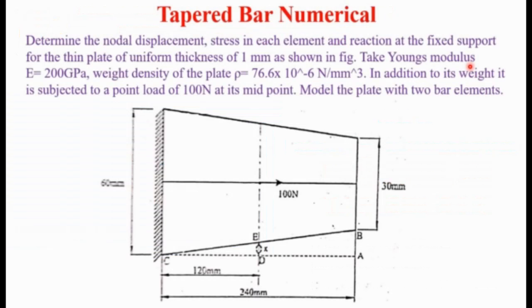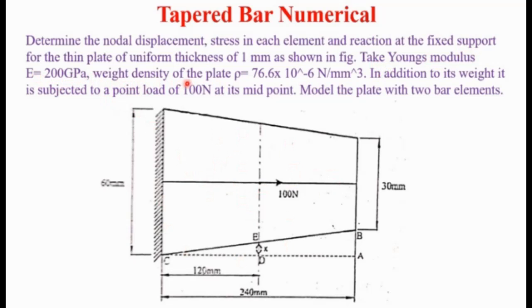Here, determine the nodal displacement, stress in each element, and reaction at the fixed support, that is at this end, for a thin plate of uniform thickness of 1 mm, as shown in the figure. Then take Young's modulus E equal to 200 gigapascal. Young's modulus of the material of this plate is given, it is 200 gigapascal.